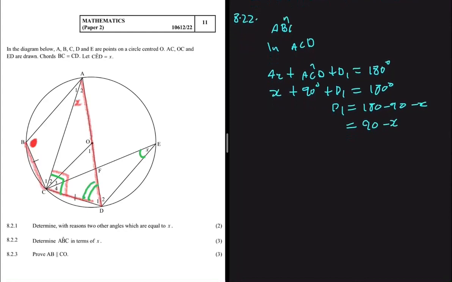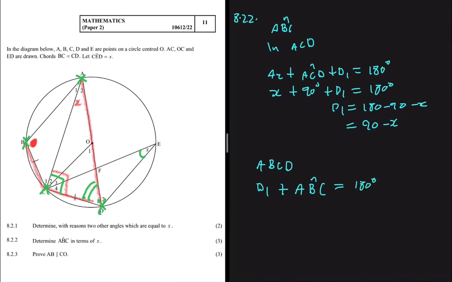Now what you have to realize is that ABCD is a cyclic quad, right? All the corners of this quadrilateral are lying on the circumference of the circle. So what does that tell us? We know fully well that the opposite angles of a cyclic quad add up to 180, right? So we say that D1 plus our angle ABC that we're looking for should be equal to 180 degrees, right? It's the basics.